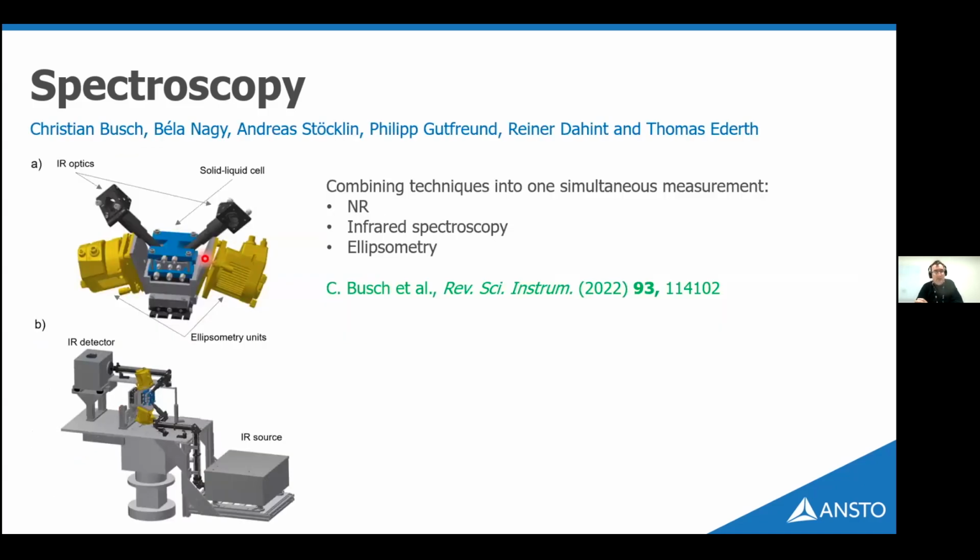And I found this recent paper from Rainer Dernhint and Thomas de Earth's labs, where they've combined infrared spectrometry and ellipsometry all into one measure, on one sample, simultaneously. And I think this is pretty cool. And definitely simultaneous measurements are the way to go.